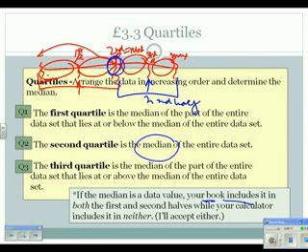I will accept either method on the test, but for full course credit you'll have to use the book method. So you'd actually need to do this by hand for full course credit for values that have odd numbers of data in them. The median's always going to be the same by the calculator or by the book. It's that first and third quartile that would change.